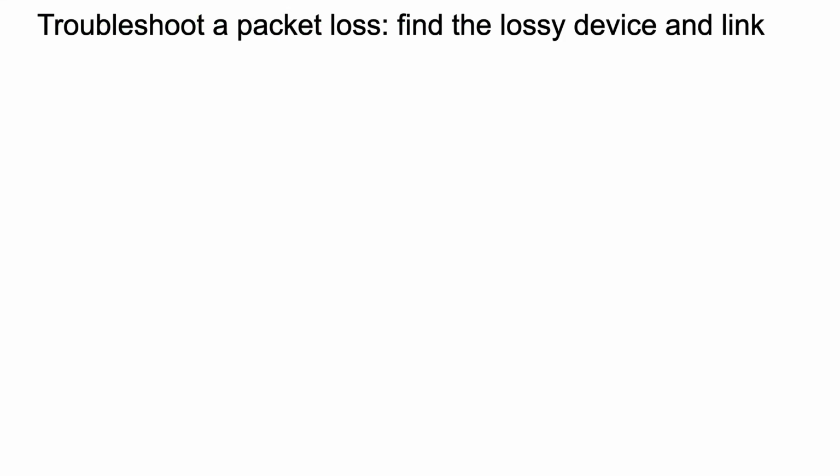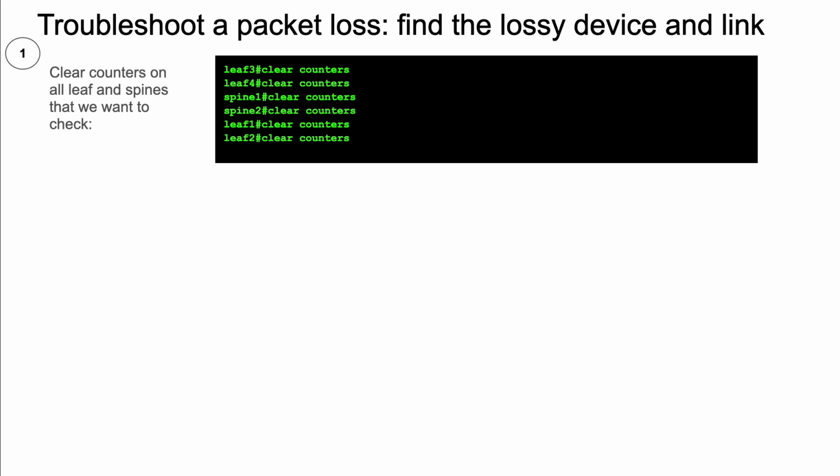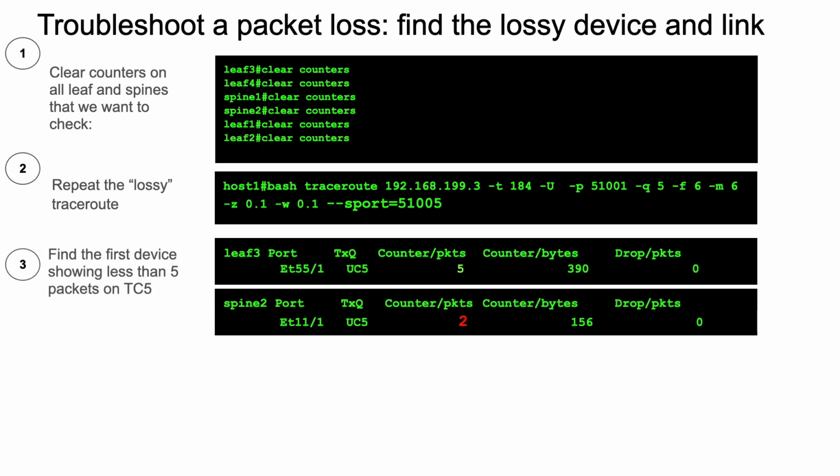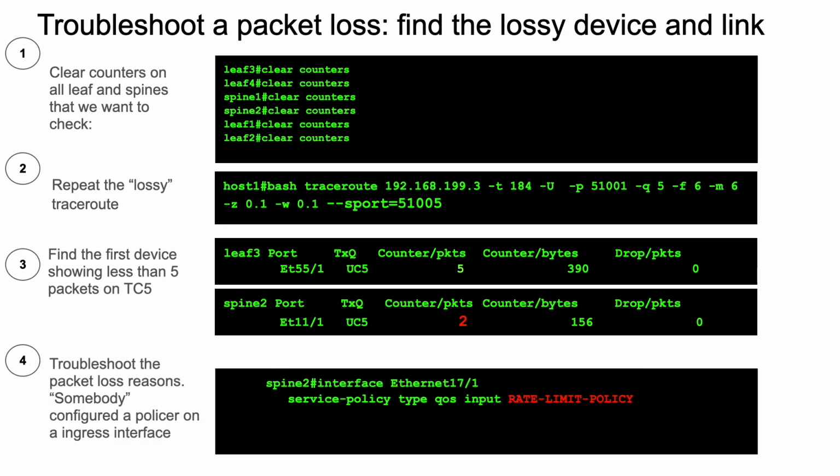In summary, our troubleshooting steps are: Number 1, clear the interface counters on all switches. Number 2, run the traceroute command by incrementing the source port number. Steps 1 and 2 have to be repeated until we hit the lossy path. Number 3, check the interface queue counters of all switches. Number 4, investigate the packet loss reasons on the first device in the path, showing fewer packets than the number of packets that we sent.